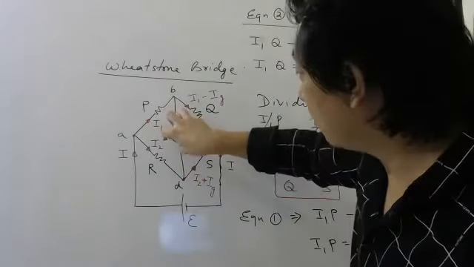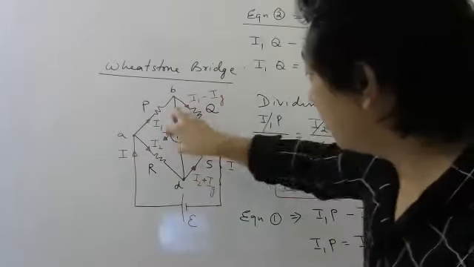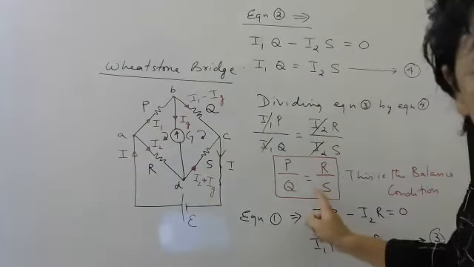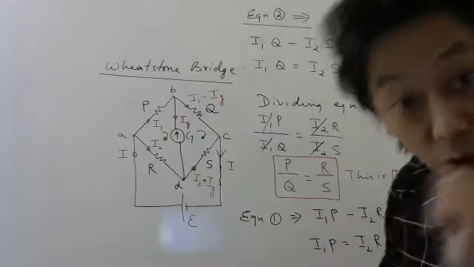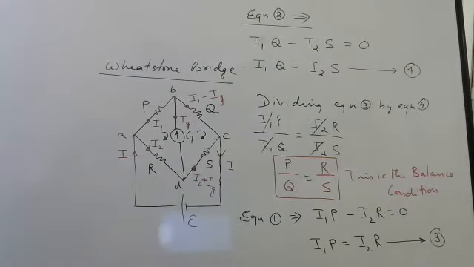So then you can remove this part. To find the equivalent resistance, you can remove this part if this is satisfied. If this condition is satisfied, only then. Okay, so write down.